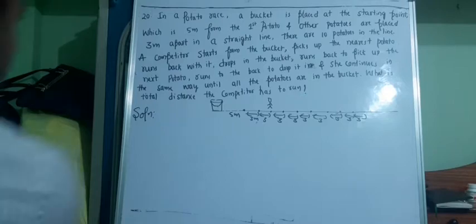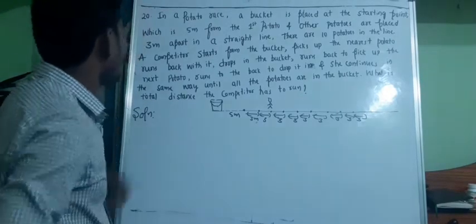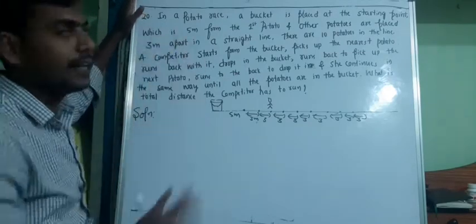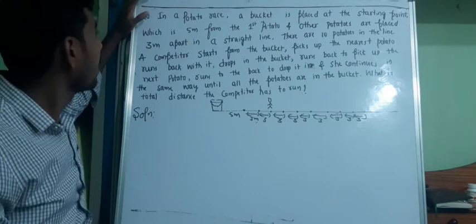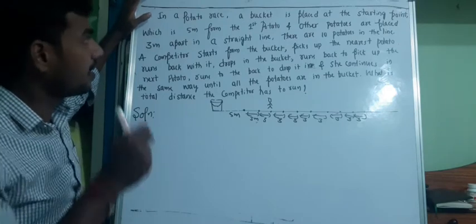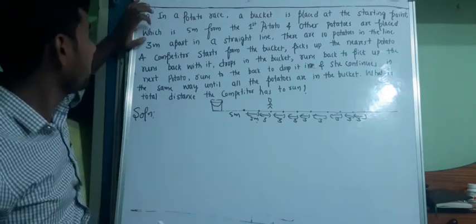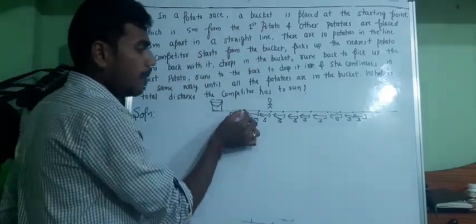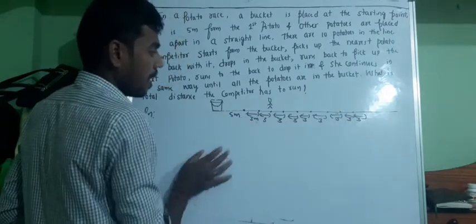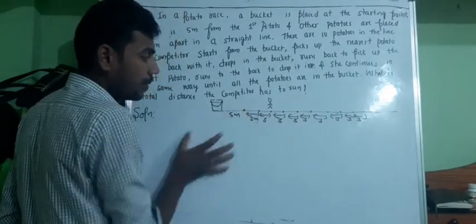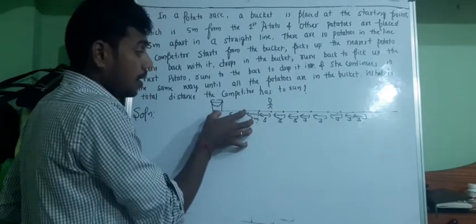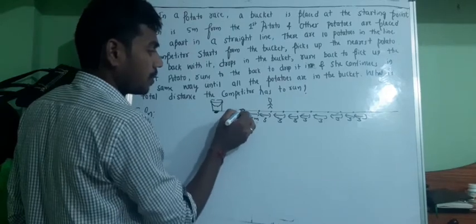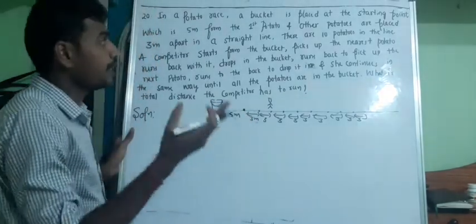So the last question of this particular chapter, 20th question, very much interesting, and the question is lengthier but it is very simple to solve. In a potato race, a bucket is placed at the starting point, which is 5 meters from the first potato. See, there are 10 potatoes, and the first potato is 5 meters away from the starting point. So if this is the starting point, the first potato is 5 meters distance away.